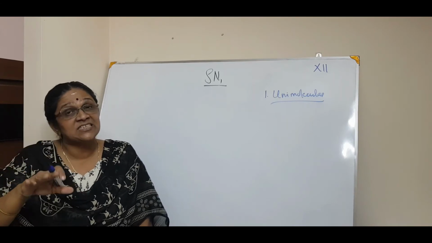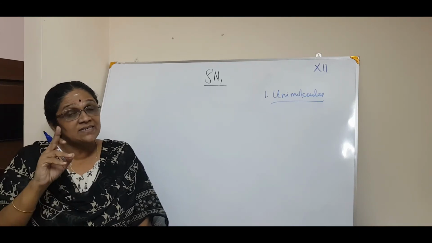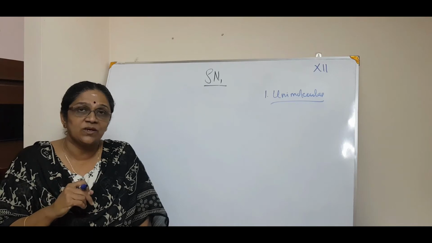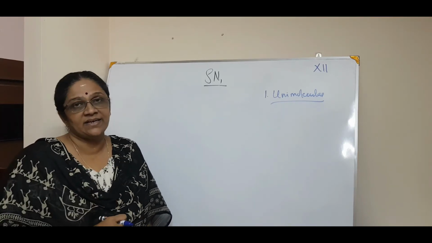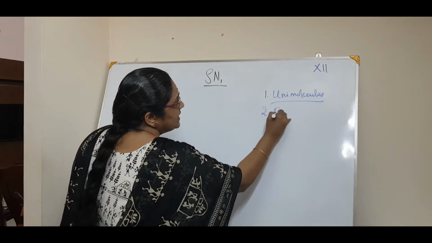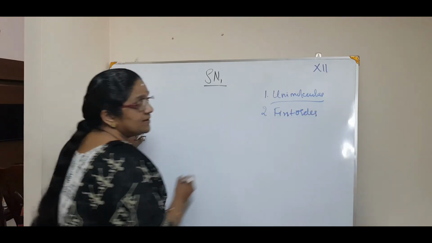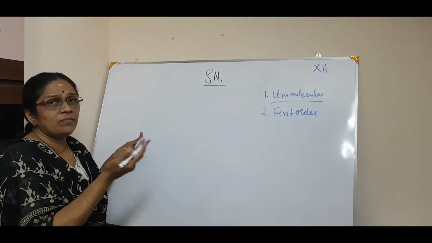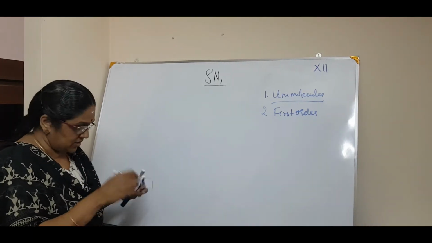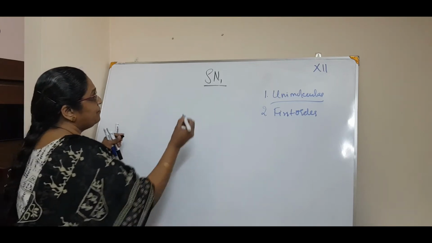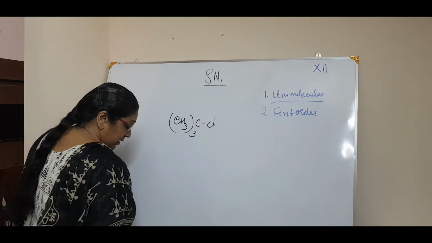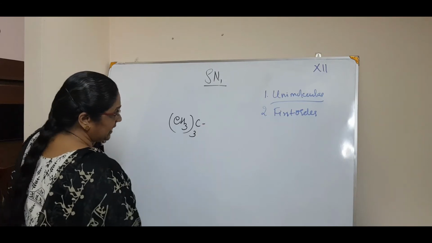The next point: since the rate depends only on one reactant, what is the order of the kinetics? It must be first order kinetics. Simple. Only one molecule is taking part in the rate of the reaction. If you want an example, for example we are taking here (CH3)3CCl or (CH3)3CBr.